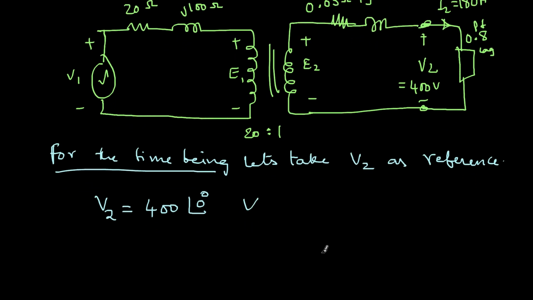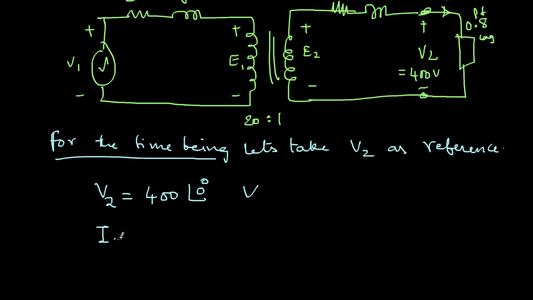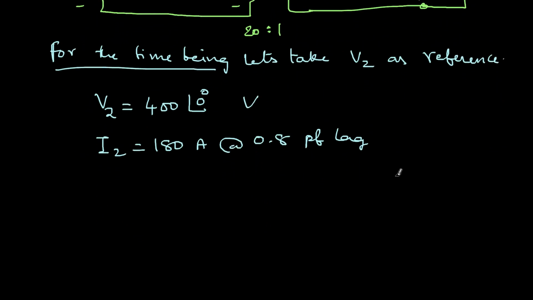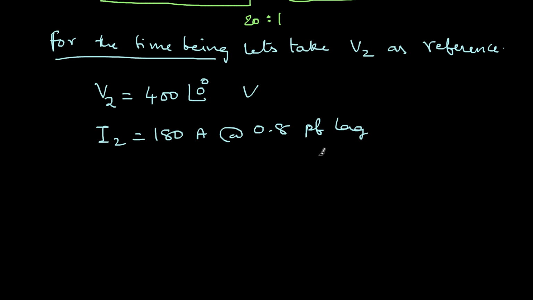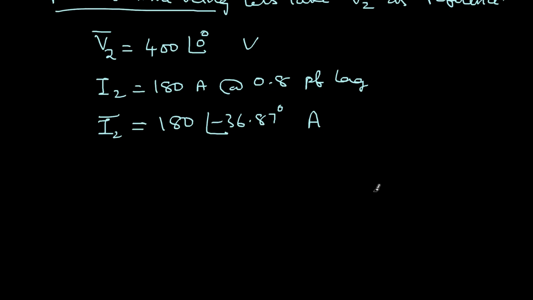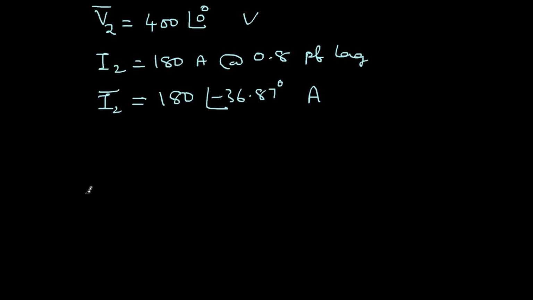So what is I2? I2 is 180 amperes at 0.8 power factor lagging. I don't need to use a calculator. All electrical engineers should know that cos inverse 0.8 is 36.87. So this is nothing but 180 angle minus 36.87 degrees amperes. This is I2. Now I have the vector representation of both V2 and I2. The minus is because it is lagging. Now if I want to draw the vector diagram, it is like this. This is V2.